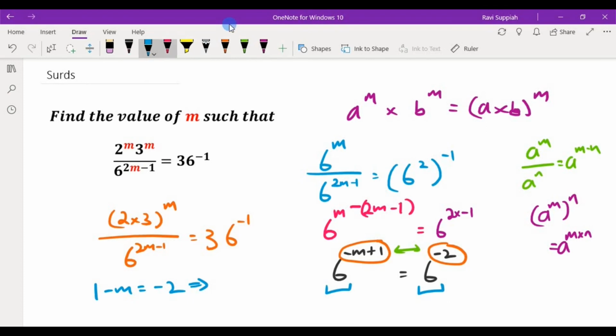Therefore, m is equal to 3. And that is your final answer for this question.